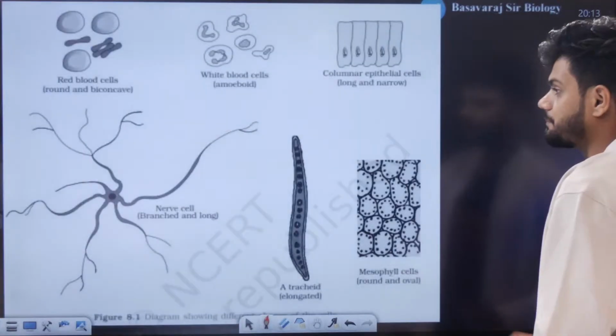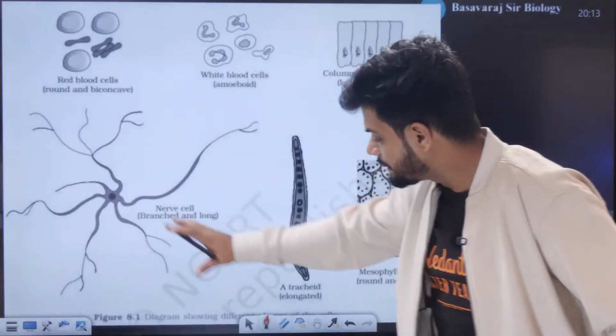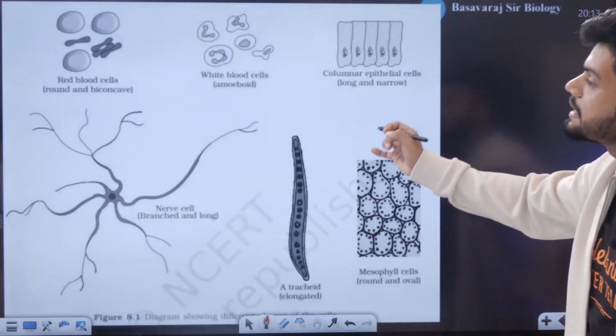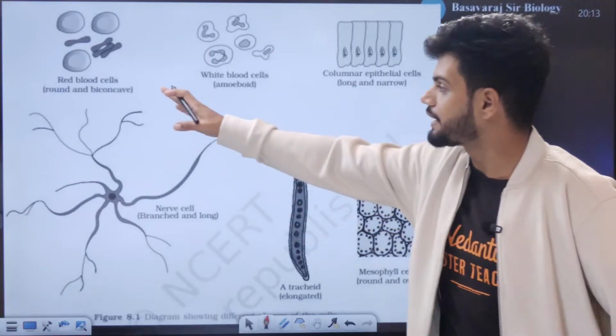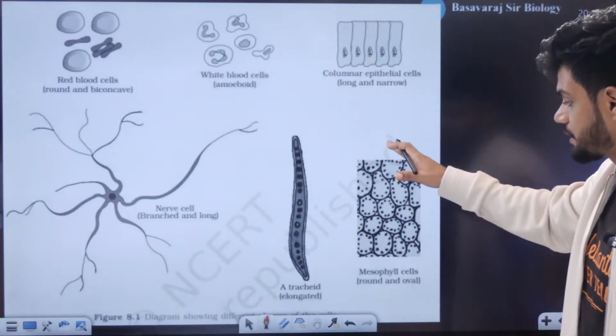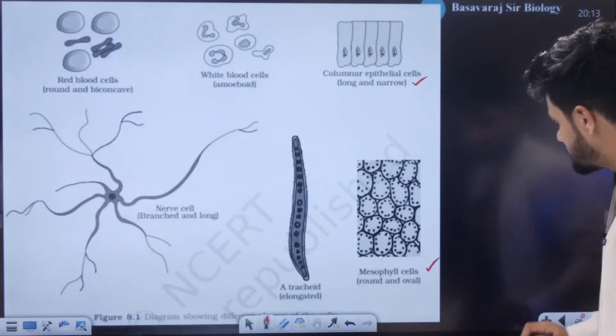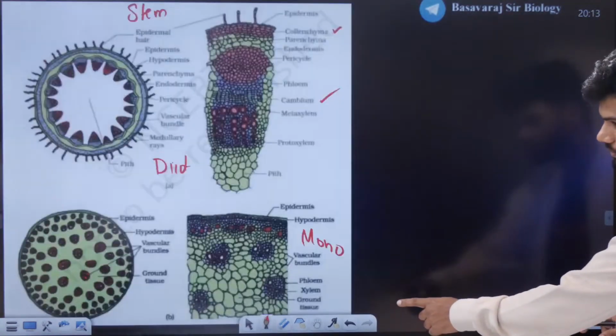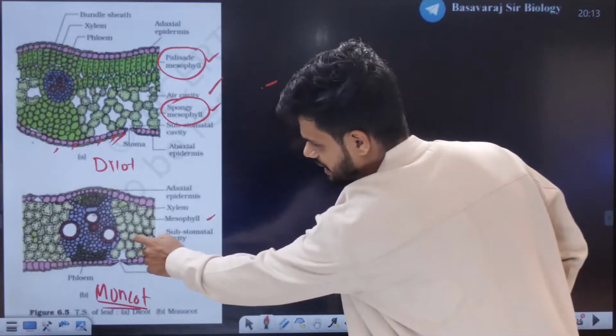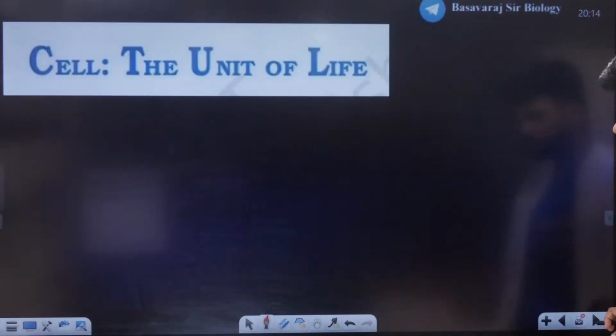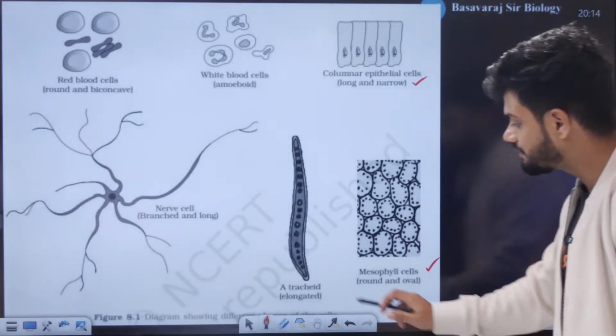Gopika ma'am has taken it, right? Now, this is a typical diagram of different types of cells. First, we have red blood cells, white blood cells, with different types of shapes. Here we have columnar epithelial cells and mesophyll cells. Did we see that right now? The same mesophyll cells are also present here. Then we have tracheids here.